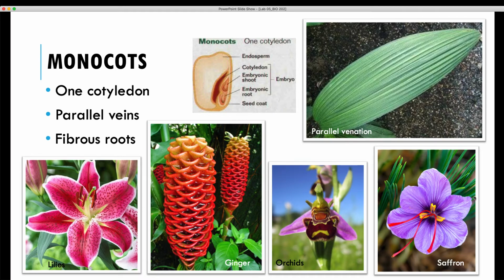But fun plants in this group include saffron. The saffron that we eat is actually the stamens, or the male parts, from a crocus flower. Orchids, which are so diverse, the most diverse group of angiosperms, actually. They are so crazy with all the different hybrids and everything that I don't even bother learning them. Gingers, like this spiral ginger here, super fun. And then lilies, my favorite.